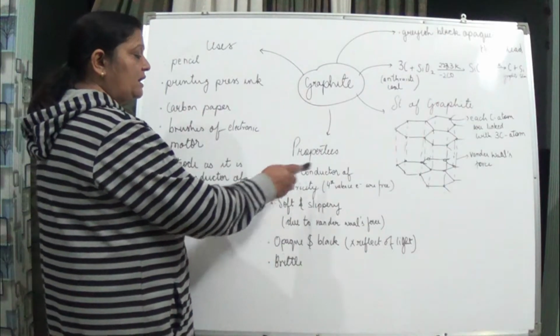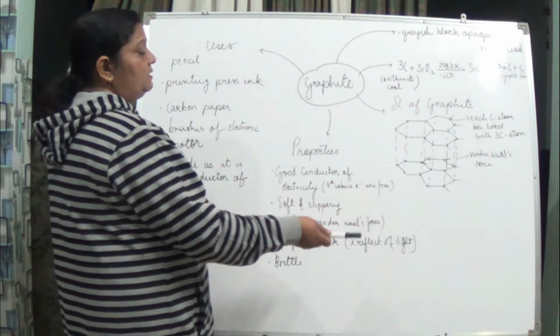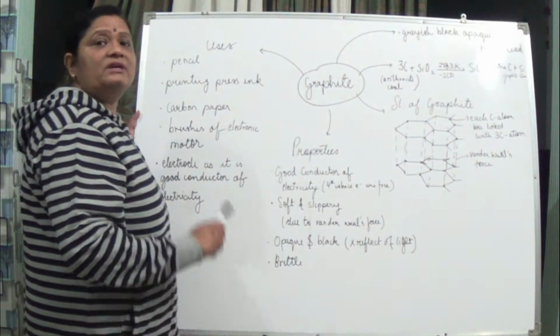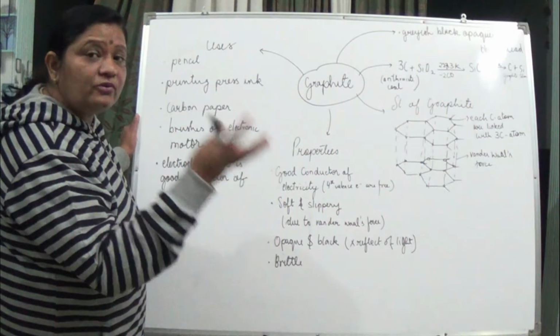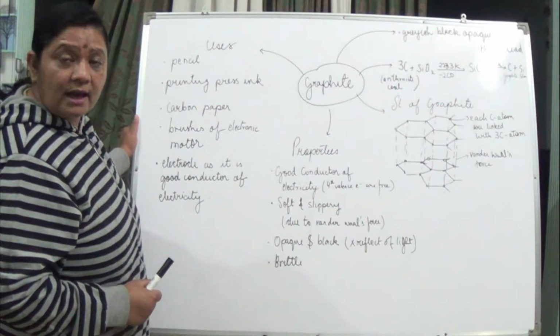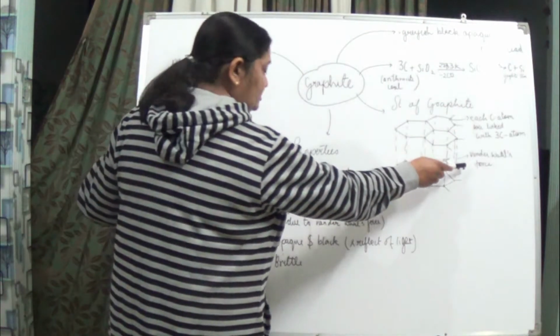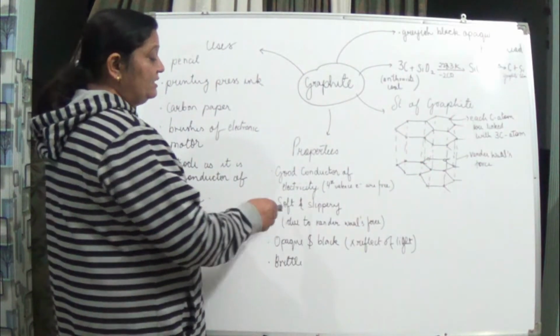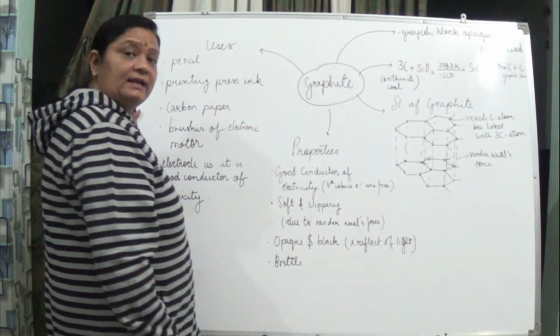It is a good conductor of electricity. Naturally, it will be a good conductor because the 4th valence electron is free, and if the electron is free, it will help in conducting electricity. Now, as these van der Waals forces are present, it is soft as well as slippery in nature.